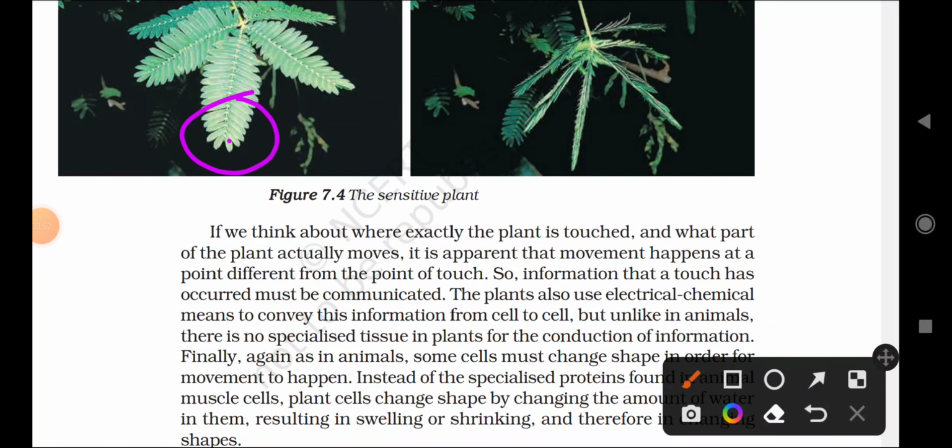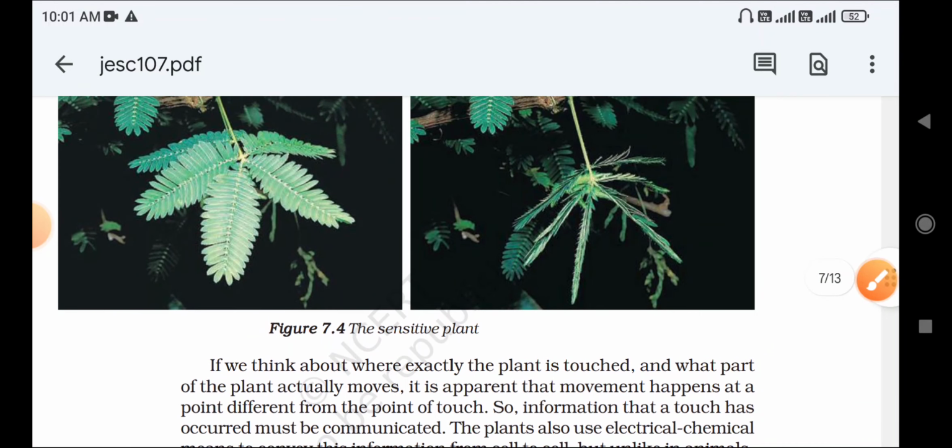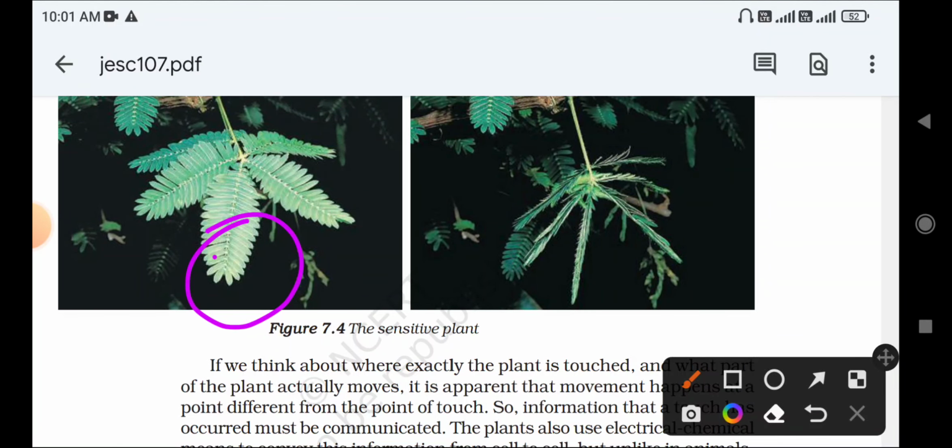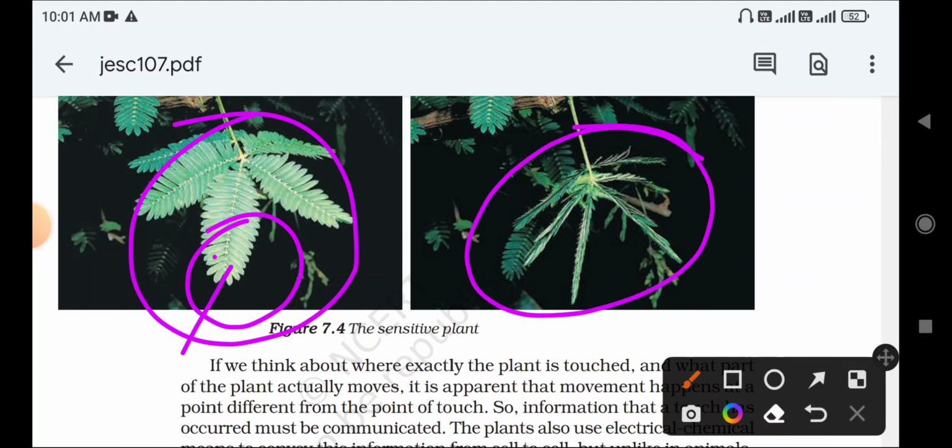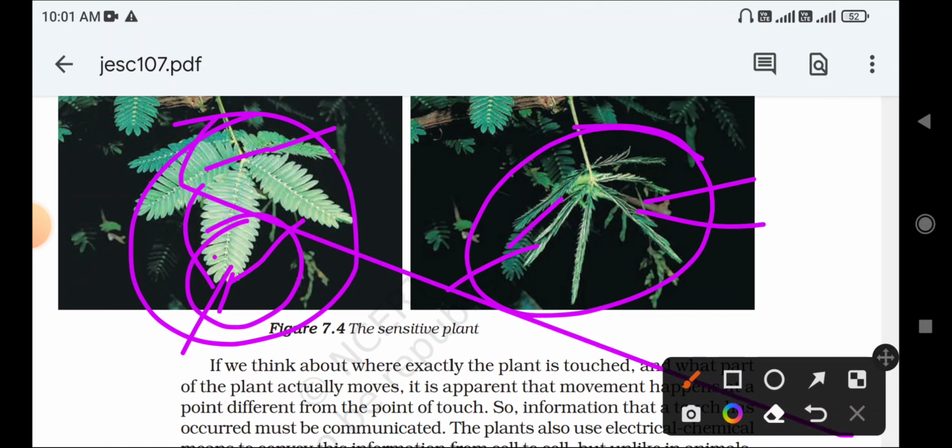When we touch this part, the leaves that were earlier in this position change their position. They are changing position, which means they are communicating with each other, because we touched here and the remaining leaves also change their position. So which method are they using to communicate with each other? You have to study that. The information is transferring from one leaf to another and from one part to another.